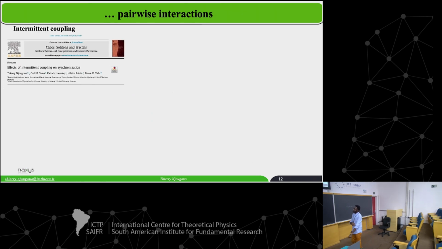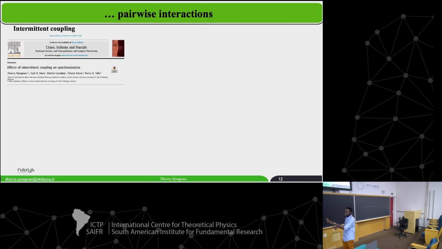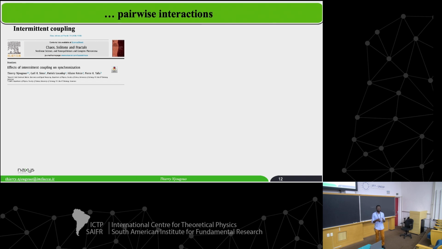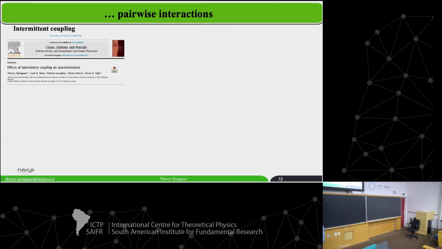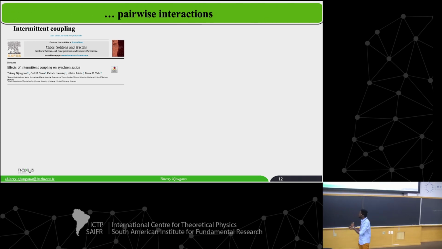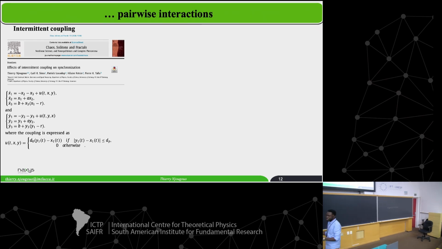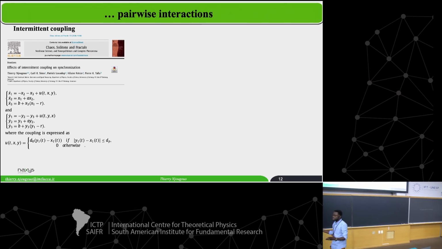So now, in the previous slide, we proved that to obtain chimera state, it's recommended to use non-local coupling. That's true. But the non-local coupling is not the only topology that we could use to obtain chimera. For example, in this work, with my collaborator, we showed that using a kind of intermittent coupling, we could also reach, in some cases, synchronization or chimera state.